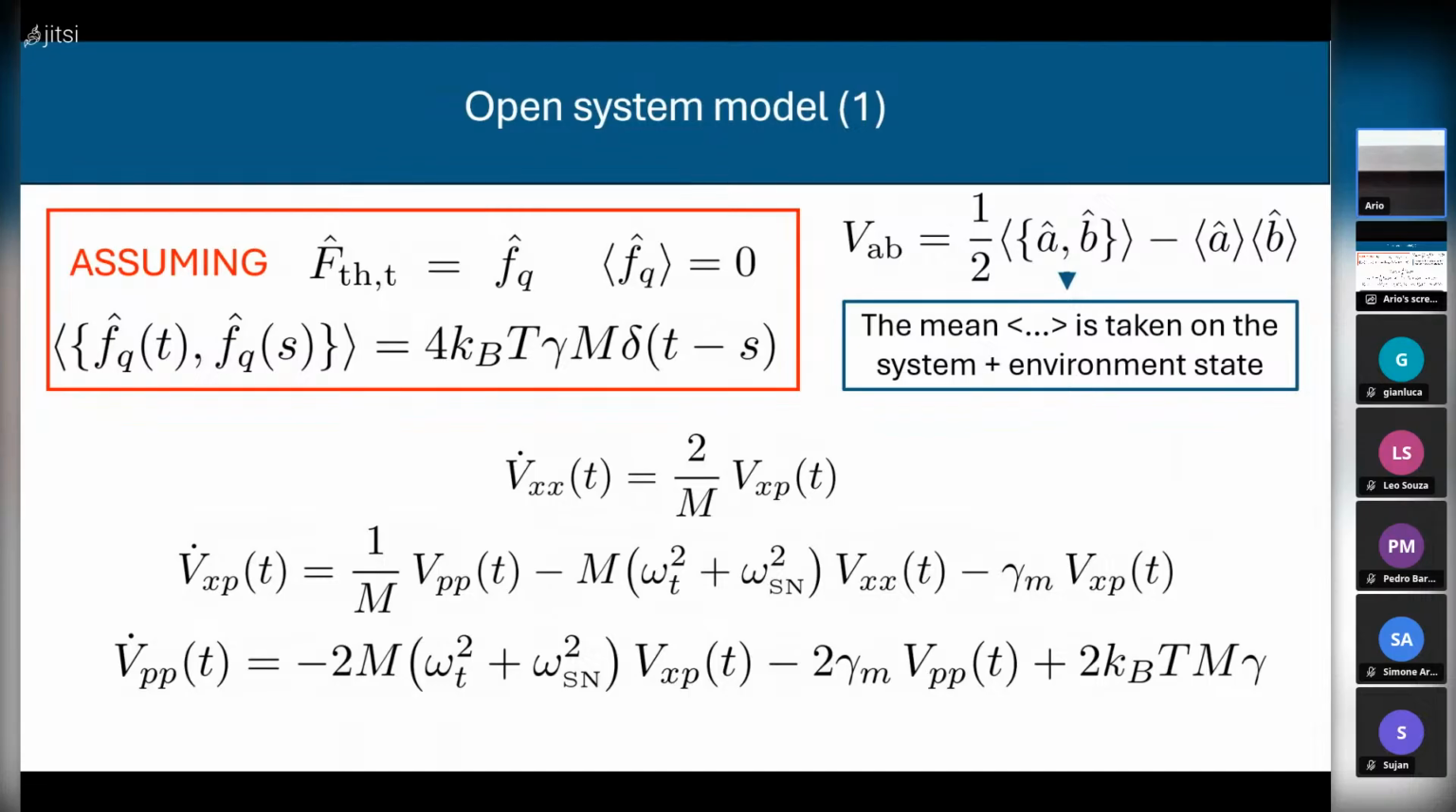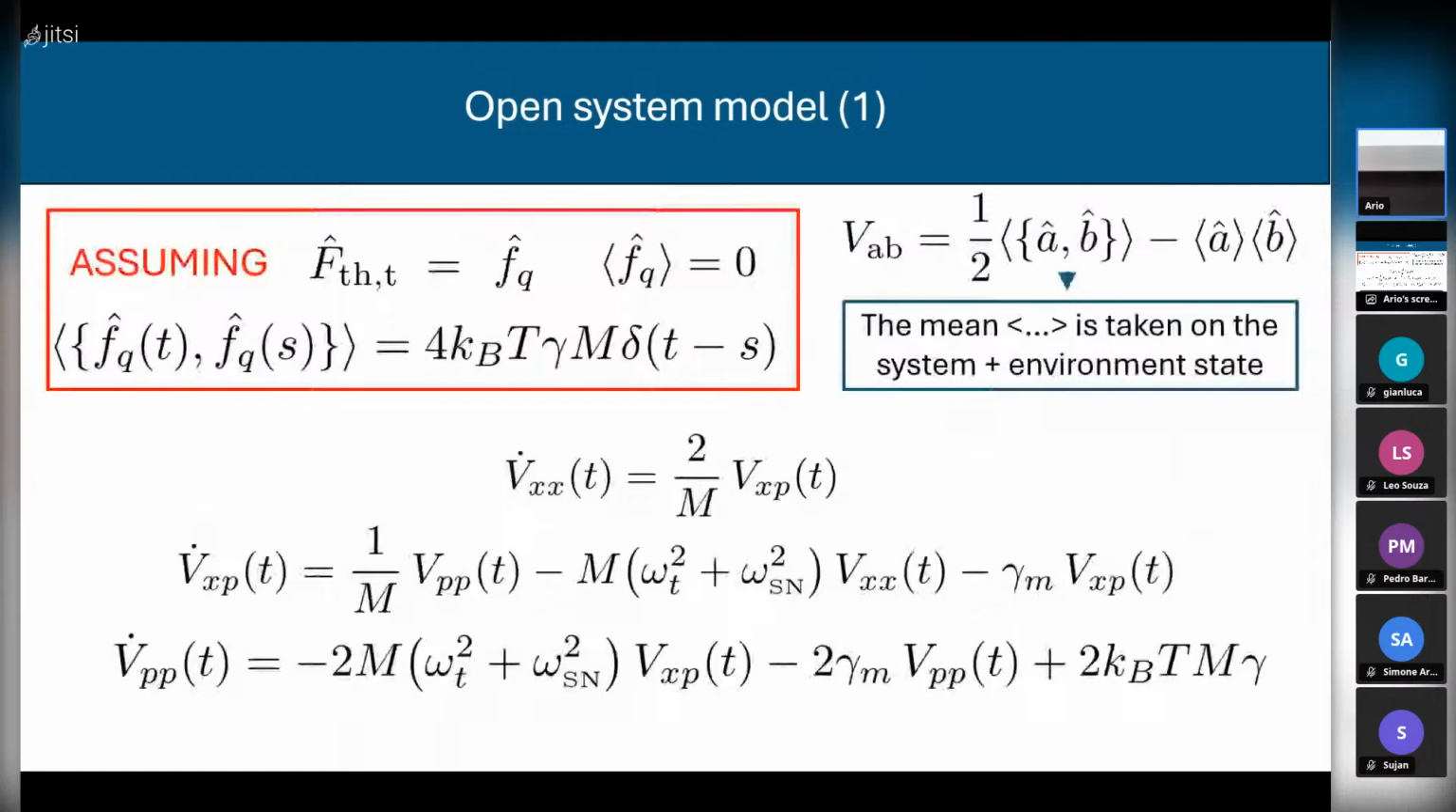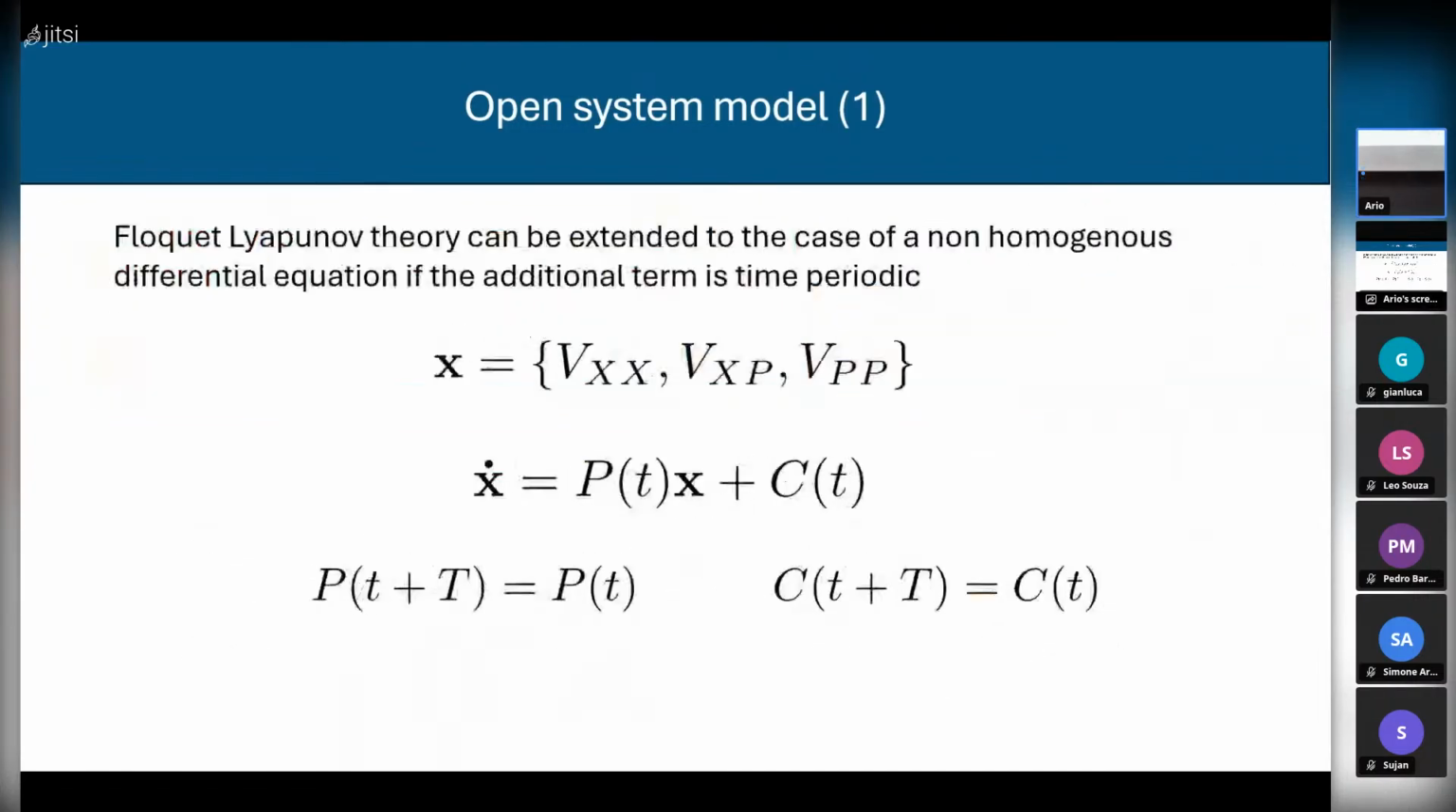And then you can still use Floquet theory because this can be extended to another case. The only constraint is that the non-homogeneous term must still be a periodic function with the same periodicity as the coefficient matrix. And in the end here, this is a constant. There is no problem in doing this.